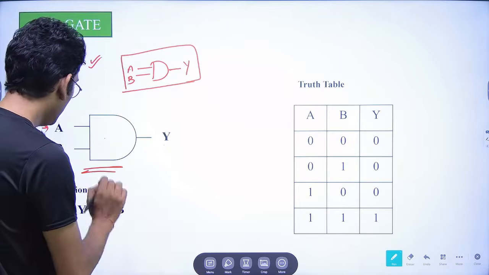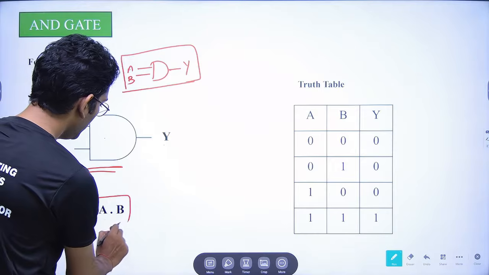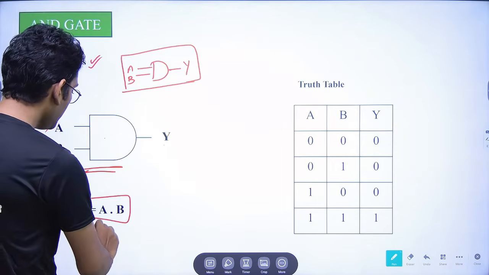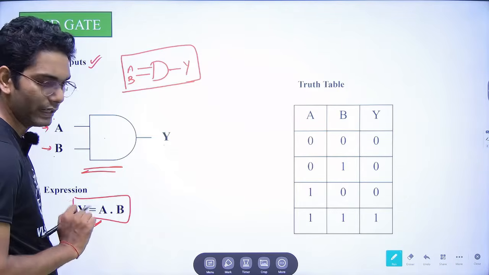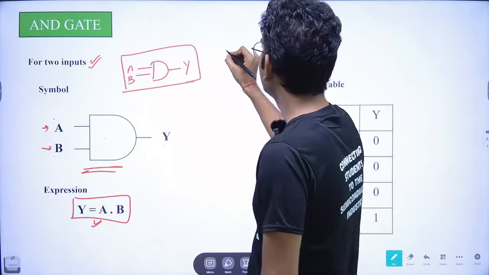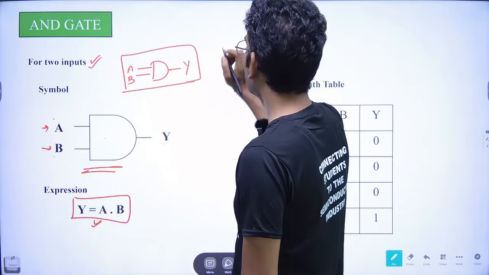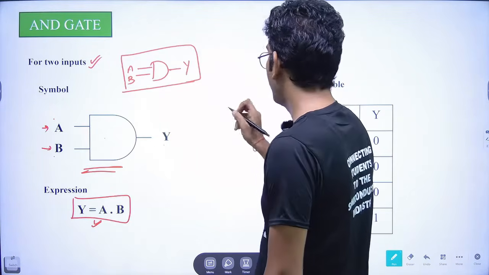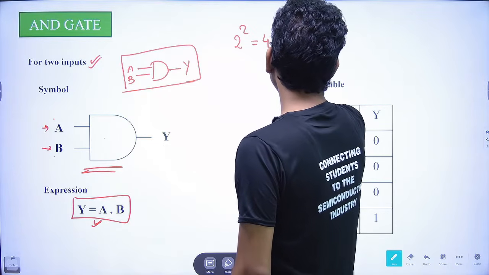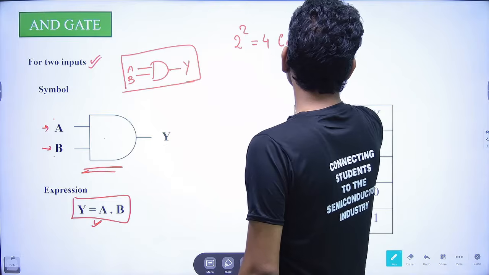Now next, coming to the expression. So the expression is Y equals A dot B. This is the basic expression of the AND gate. Here we have taken 2 inputs. So for 2 inputs, how many total possible combinations will we get? We will get 2 to the power 2, that means a total of 4 combinations.